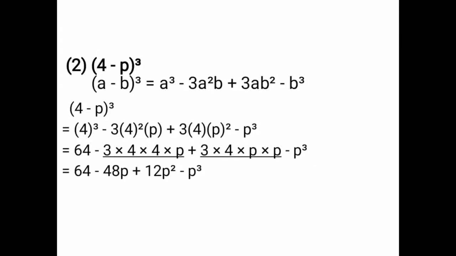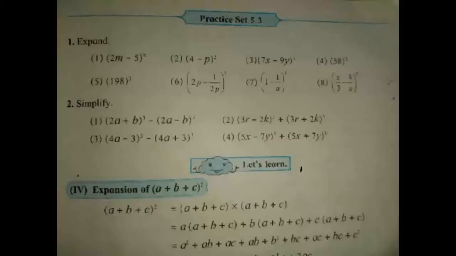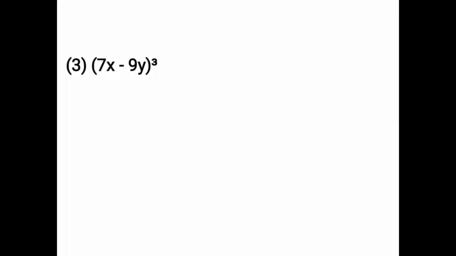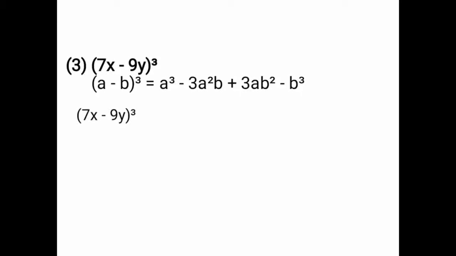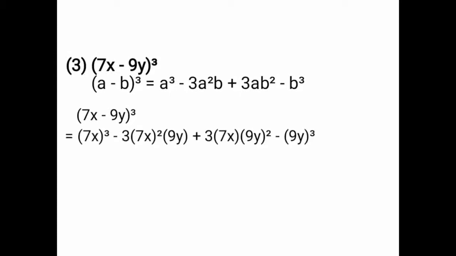Next step is 64 minus 48p plus 12p square minus p cube. Next, 7x minus 9y the whole cube. (a minus b) the whole cube is equal to a cube minus 3a square b plus 3ab square minus b cube. So (7x minus 9y) the whole cube is equal to 7x cube minus 3 into 7x square into 9y plus 3 into 7x into 9y square minus 9y cube.